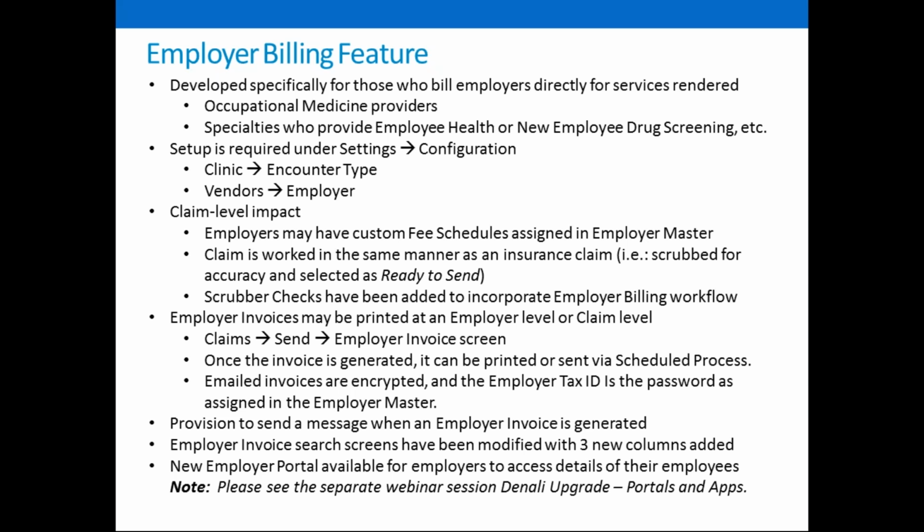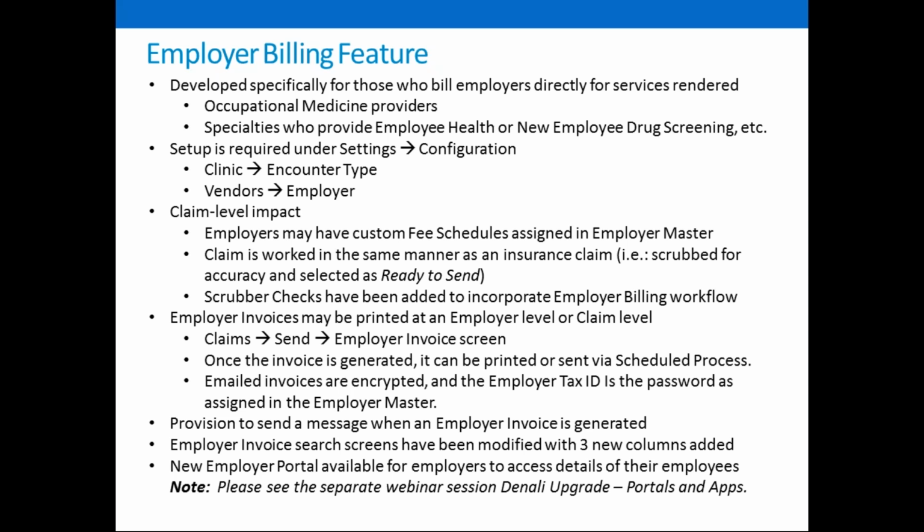Employer invoices can be printed either at an employer level or at a claim level. So on the employer invoice screen, there have been some modifications there with the addition of some columns and fields added. And now once the invoice is generated, it can be printed or it can be emailed. So emailing has been added along with encryption based on the employer master. You would need to have their tax ID defined. There's a provision then if you're going to email the employer invoices or once they've been generated for you to get an FYI message in your prognosis communication.